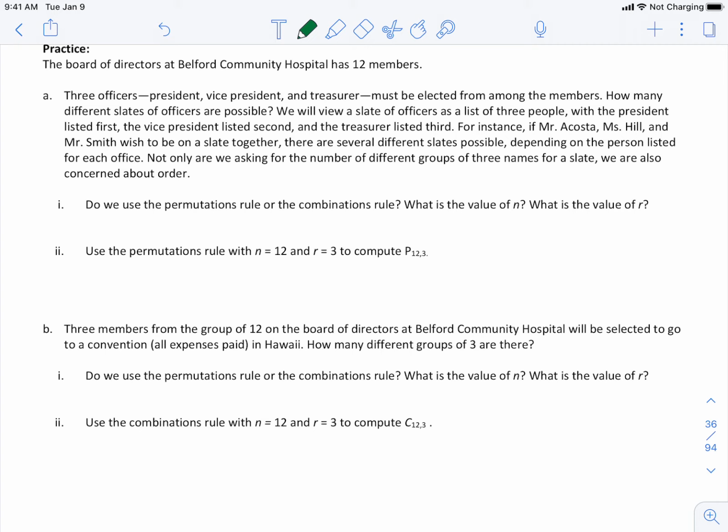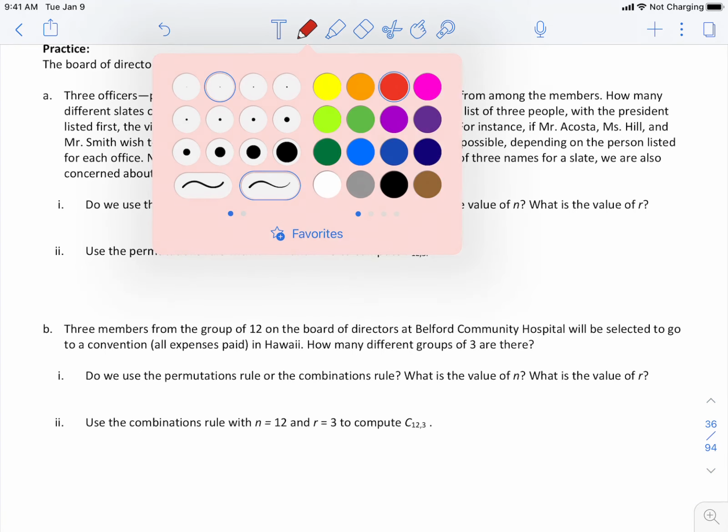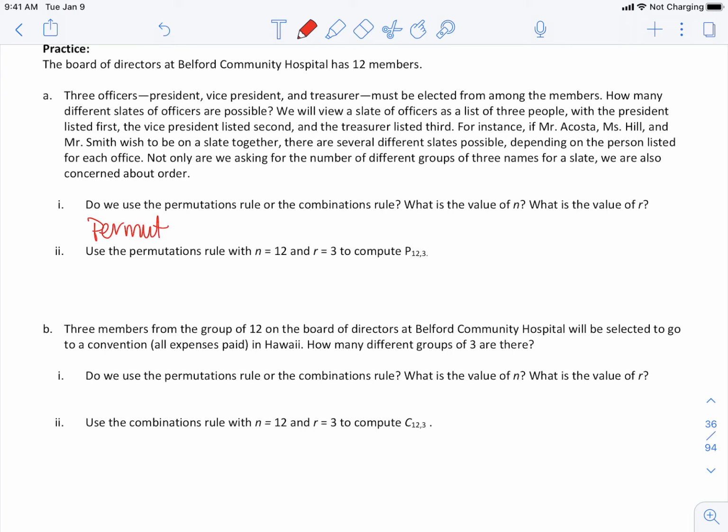Okay, for A, this one is going to be a permutation. This is because the order on the slate makes a difference. Our N is 12 and our R is 3 because there are 12 people and we're choosing 3 of them. So we have nPr we're going to use. So 12P3. If we use our formula, it's going to be 12 factorial divided by 12 minus 3 factorial. And that's going to come out to give us 1,320.